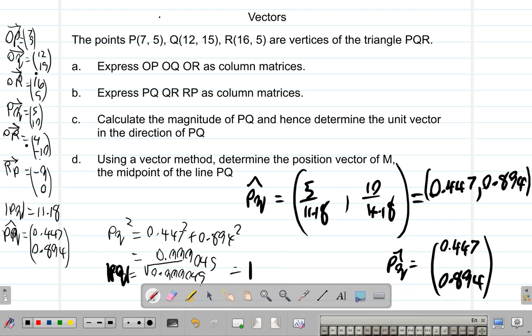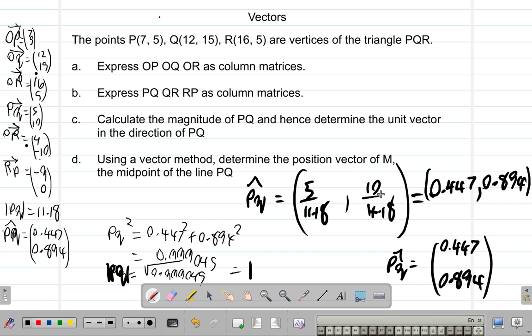Alright, so we continue from where we left off. We're going to look at part D, which says using a vector method, determine the position vector of M, the midpoint of the line PQ.